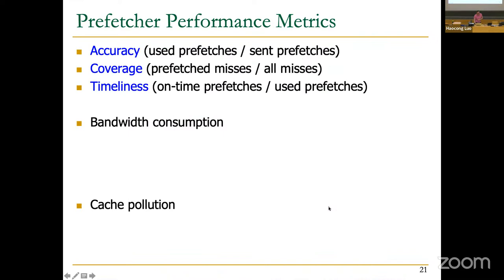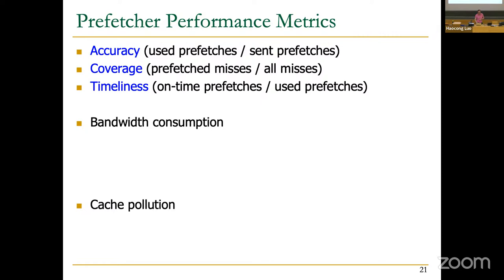Okay, let's talk about prefetcher performance metrics. We talk about accuracy. This is the fraction of used prefetches divided by all sent prefetches. Coverage is how many misses did you prefetch, divided by all misses that could have been exposed. And timeliness is on-time prefetches divided by used prefetches. I don't want to go into exact definitions of this because that's not the purpose, but you're going to see this definition used in your exercises, for example.